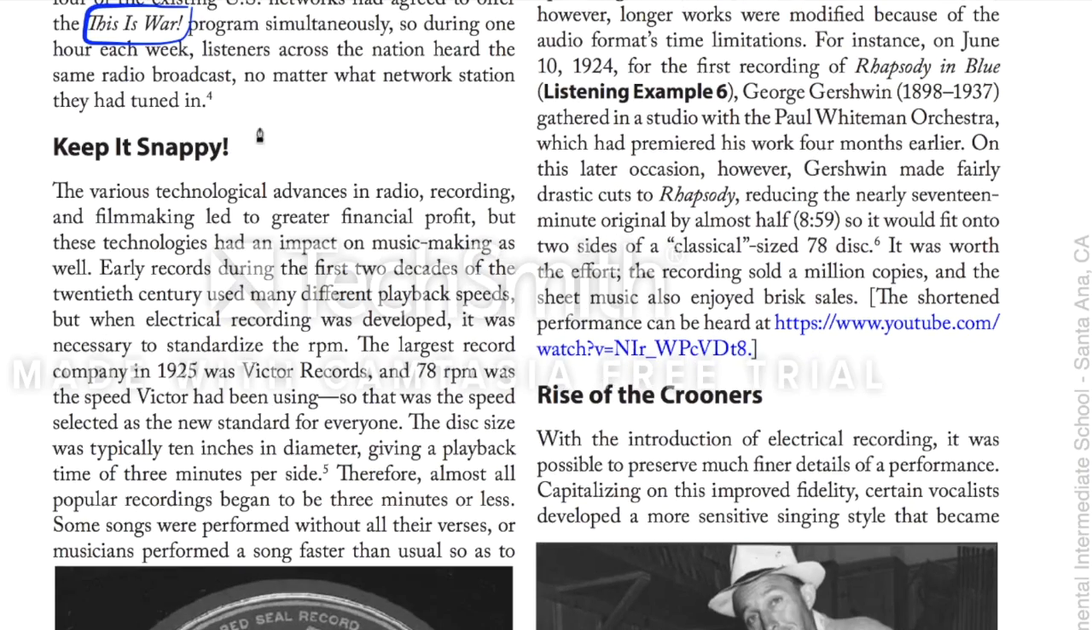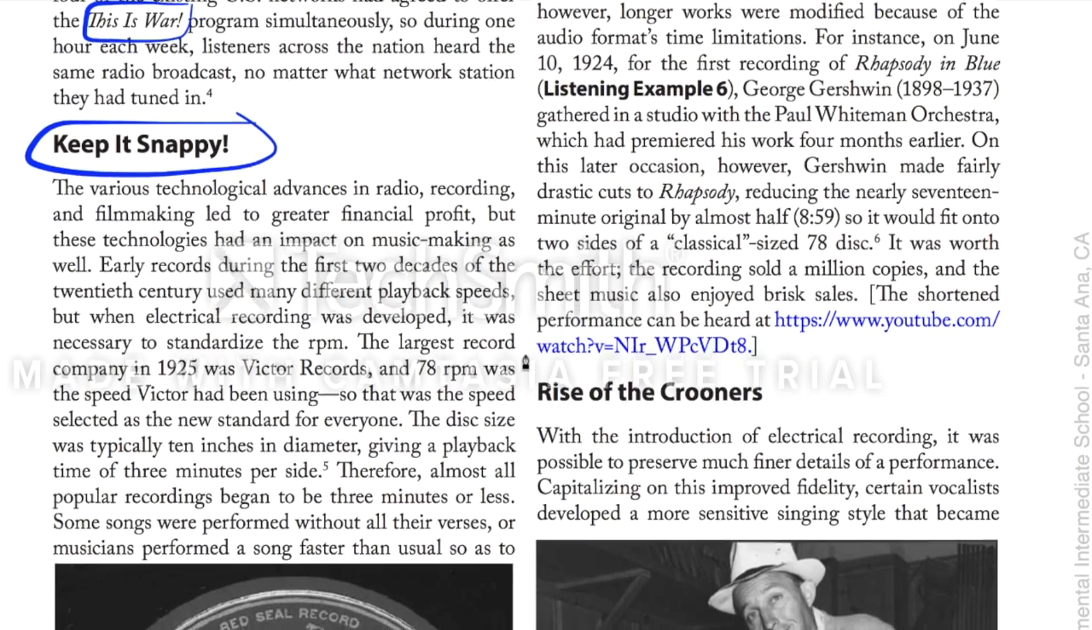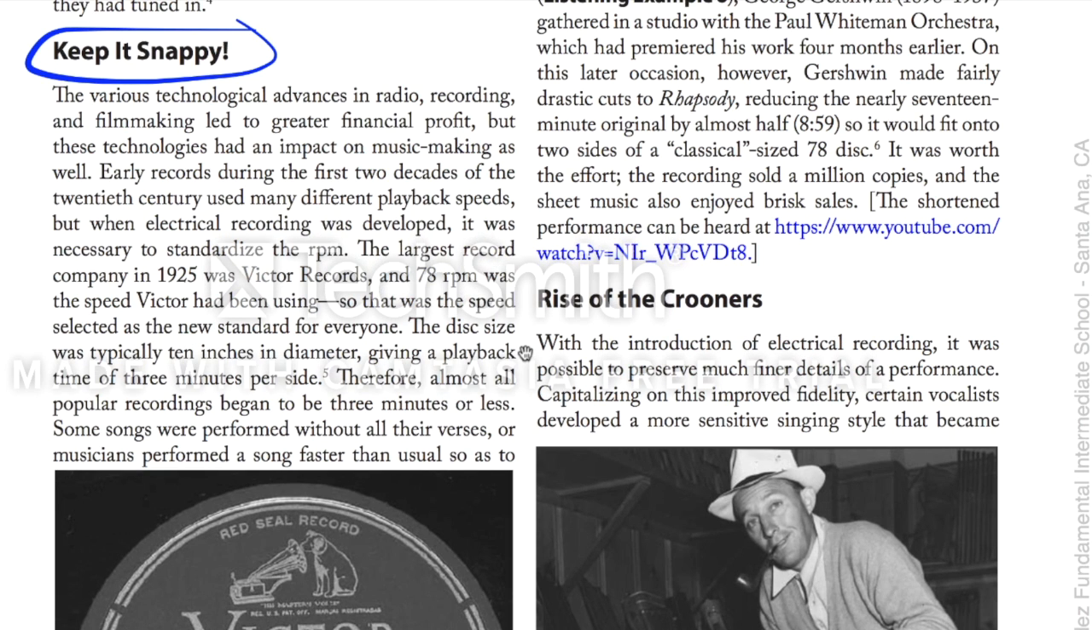Keep it snappy. The various technological advances in radio, recording, and filmmaking led to greater financial profit, but these technologies had an impact on music making as well. Early records during the first two decades of the 20th century used many different playback speeds, but when electrical recording was developed, it was necessary to standardize the RPM. The largest record company in 1925 was Victor Records, and 78 RPM was the speed Victor had been using, so that was the speed selected as the new standard for everyone.